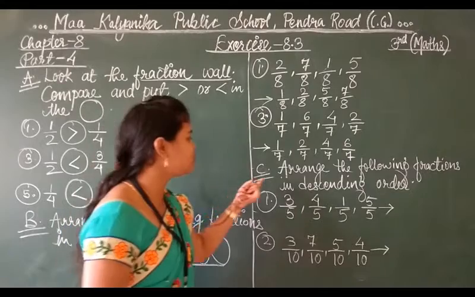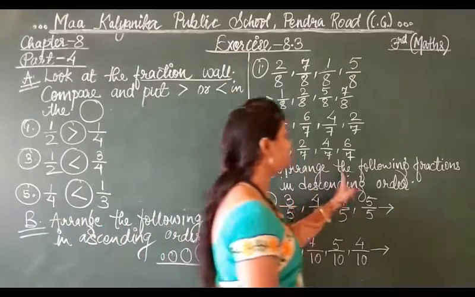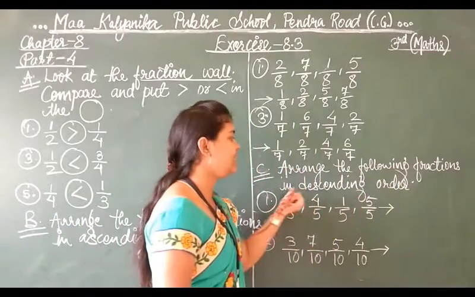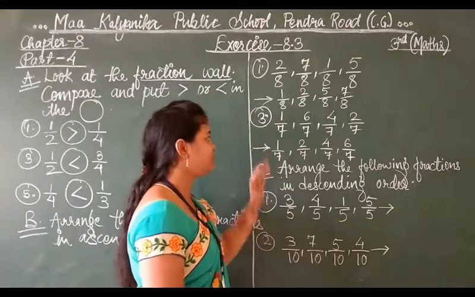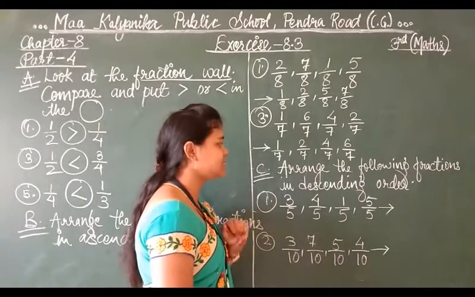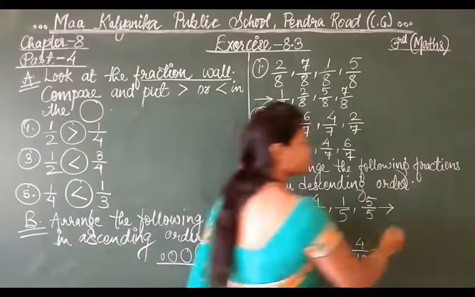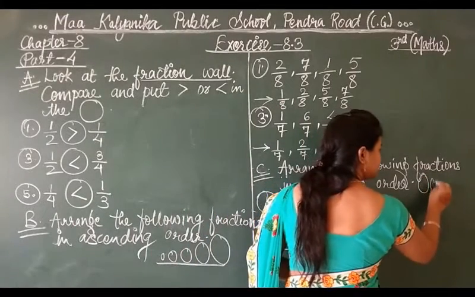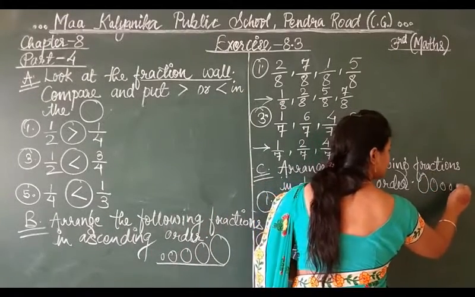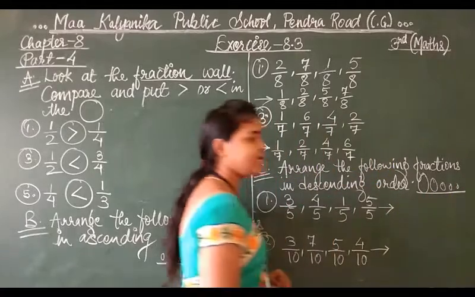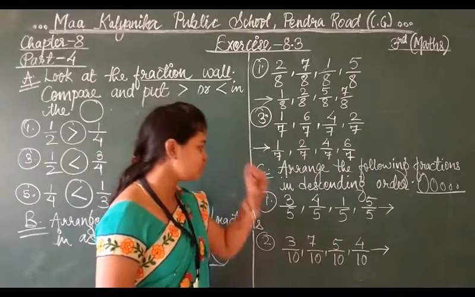Now students, moving to question C. Arrange the following fractions in descending order. Same way, this was ascending order, this is descending order. Descending means greater to smaller, greater, then smaller, then smaller, then smaller, then very small. Like this you can remember, greater to smaller.